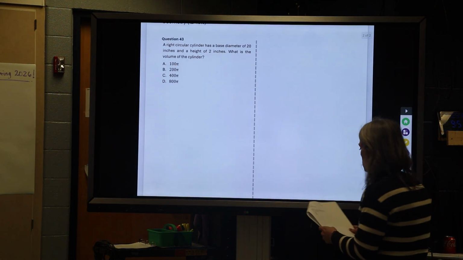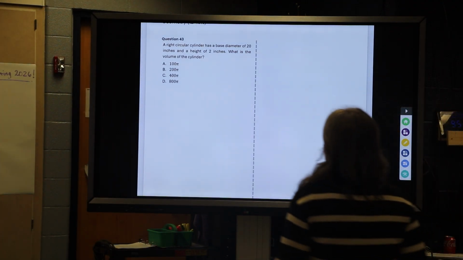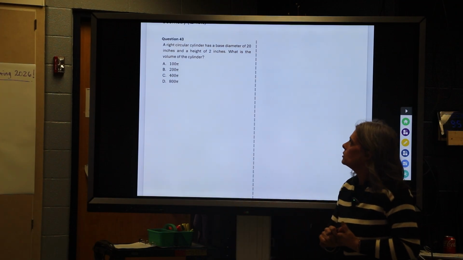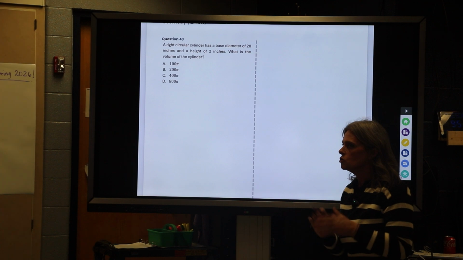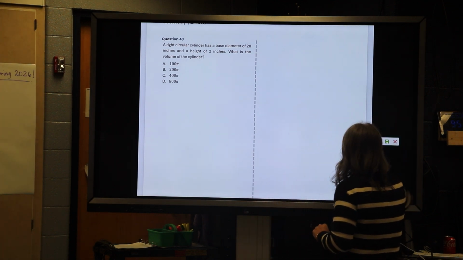Okay, let's finish this and then we'll do the extra, okay? Sorry about that, y'all. Okay, so question 43. A right circular cylinder. So we should draw that, okay? So a right circular cylinder.